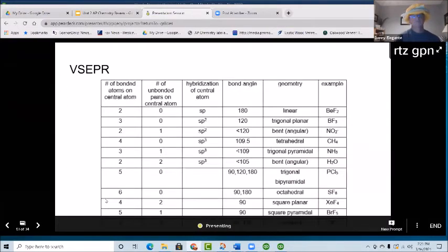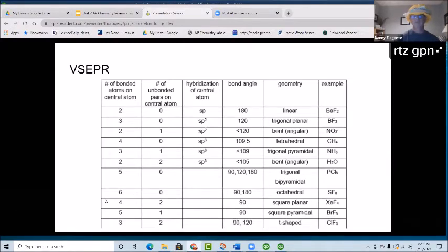Now, when it comes to VSEPR, a fancy way of asking what the shape is going to be. Remember, VSEPR is all about the electrons not liking each other. So they're going to arrange themselves in 3-dimensional space to be as far away from each other as possible.